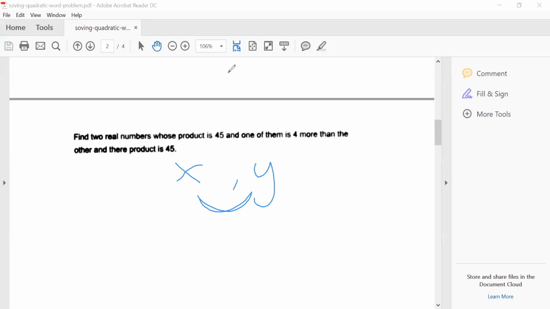So let's see any information about the numbers. Find two numbers whose product, what's meant by product? Anyone can tell me quickly? Multiply. Alhamdulillah. Product means multiply. So I want two numbers, their product is 45, meaning a number times another number will give me 45.